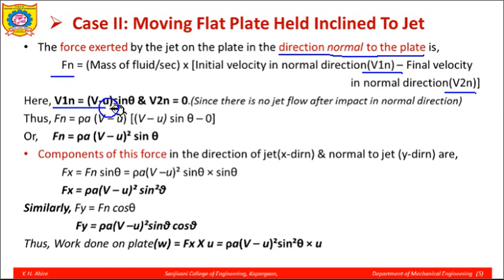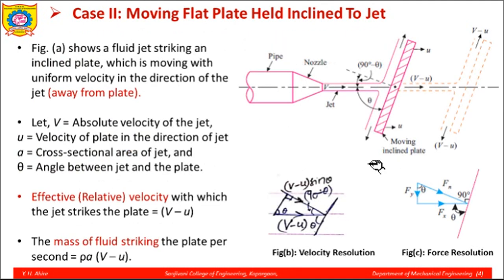So for this, let us see the velocity resolution triangle. This is a velocity resolution triangle. This is our inclined flat plate. This is the vector representing the relative velocity of the jet in a horizontal direction. So that is V minus u. Okay.